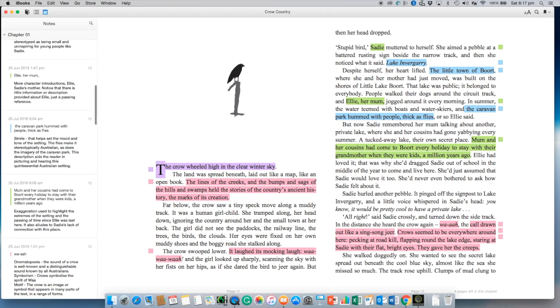We were also introduced to Ellie, and this is Sadie's mum, and she has much more of a connection with this little town of Bort. She has a history in this place and spent part of her childhood here.